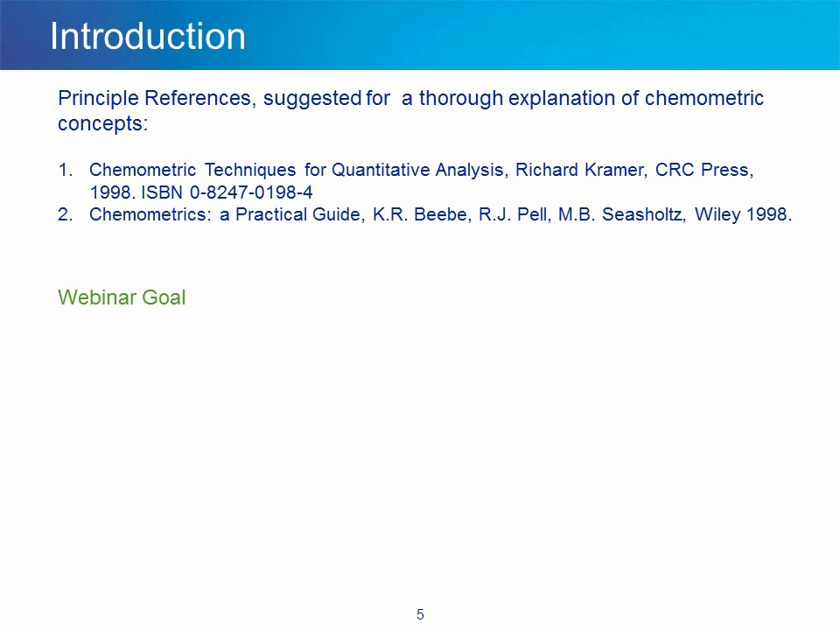The principal references suggested for a thorough explanation of chemometric concepts are Chemometric Techniques for Quantitative Analysis by Richard Kramer and Chemometrics, a Practical Guide by Beebe, Pell, and Seasholtz. The goal of the webinar is to provide a conceptual framework for those wishing to learn more about chemometrics in order to use the IC Quant quantitative spectroscopy software package. The mathematical concepts as well as terminology are treated with brevity. Detailed click-by-click explanations of IC Quant as well as application examples are planned for future webinars in this series.